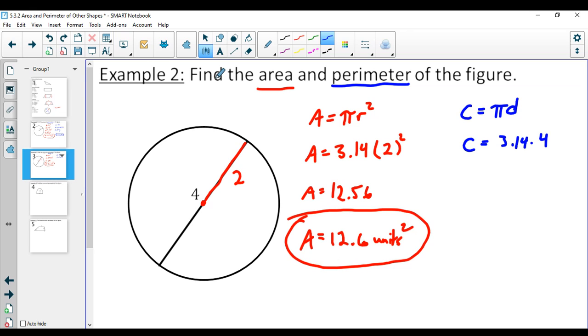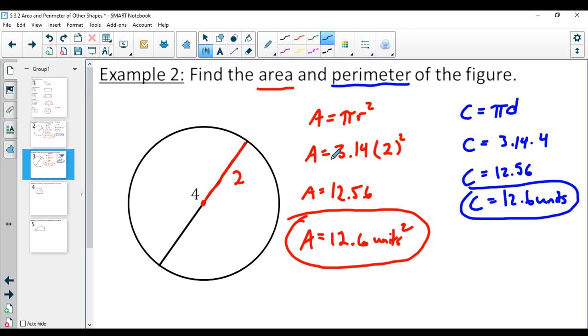And you should notice something special about this circle, because the circumference is also 12.56, or 12.6 units. And that's just a coincidence. And it has to do with that 2 squared is 4, right? And also 2 times 2, that happens to be 2 squared, which is 4, right? So these happen to be the same. But you still want to follow these formulas.